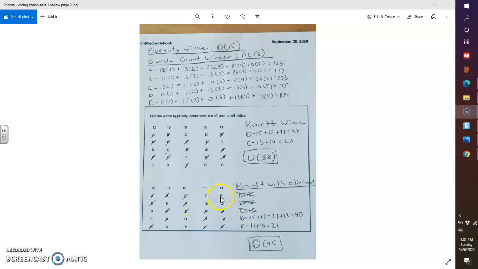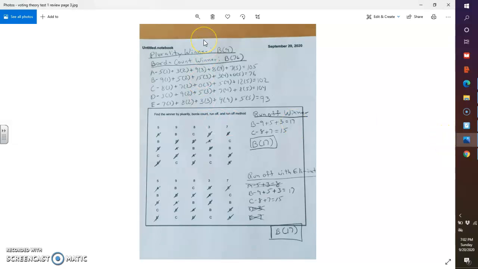Okay. And then finally, since D is at 27, E is at 21, and C is at 13, we eliminate C. C goes, but A and B have both been eliminated, so D gets those 13 votes, so D has 40. So the winner is D with 40 for runoff elimination.